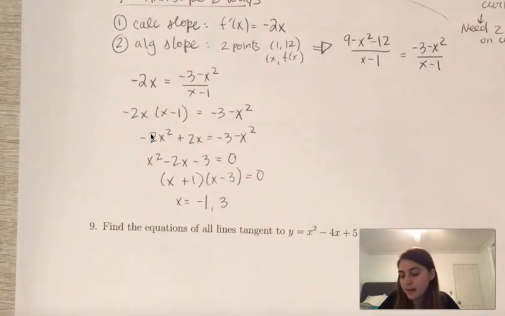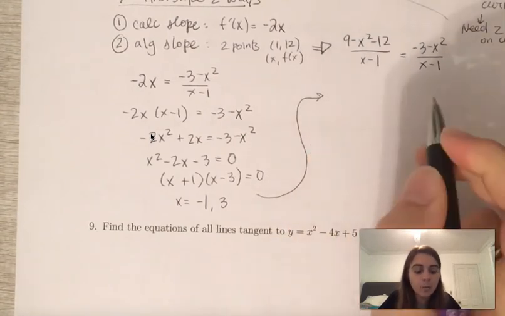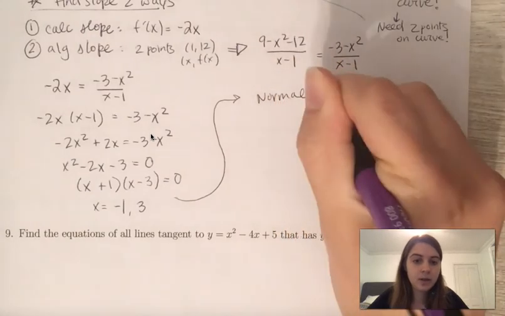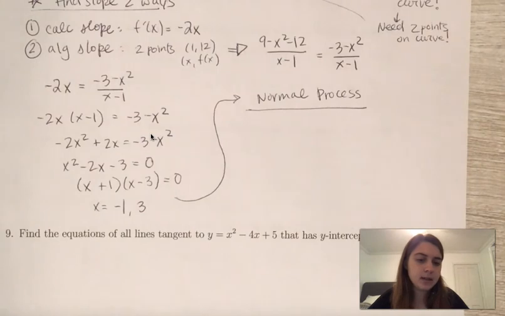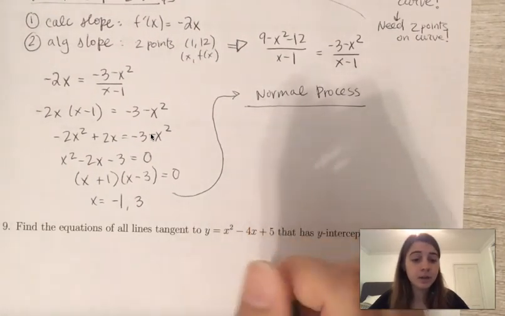Now that we know x, we did all of that just to figure out what x is, which is basically what other problems gave us. And now we go back to the normal tangent line process. I realize using the word normal here is confusing because there's also normal lines, not the same normal. I just mean normal processes, like what we've been doing on the earlier problems.